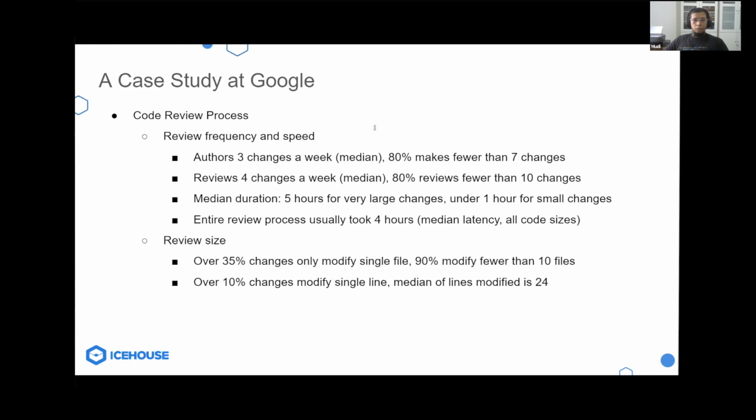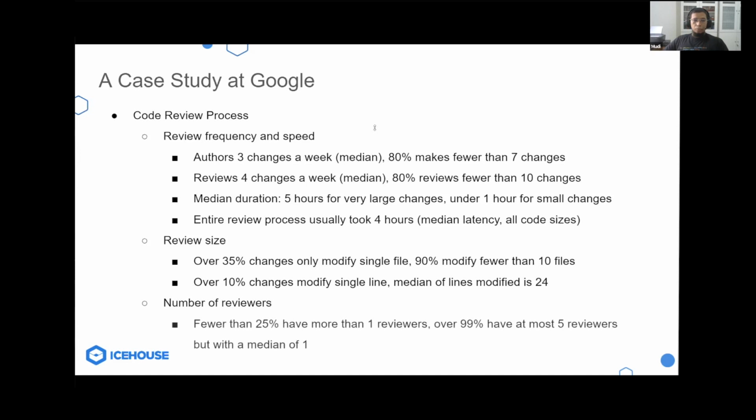And in terms of number of reviewers, it turns out fewer than 25% have more than one reviewer. And over 99% have at most 5 reviewers, but with a median of 1. So mostly one reviewer is often enough. But larger changes usually will have more reviewers on average.